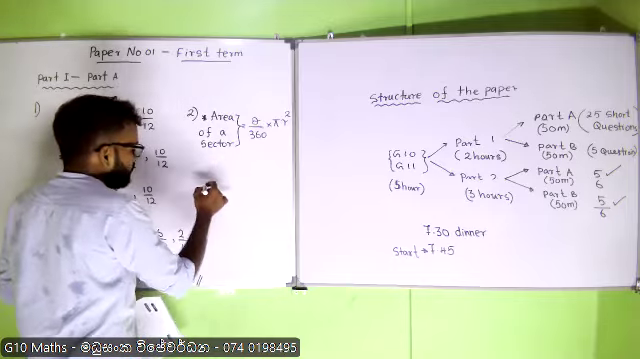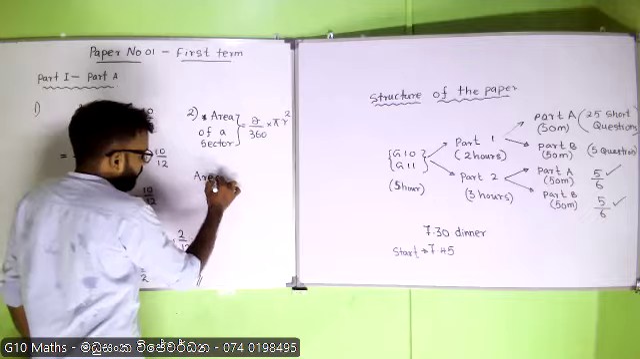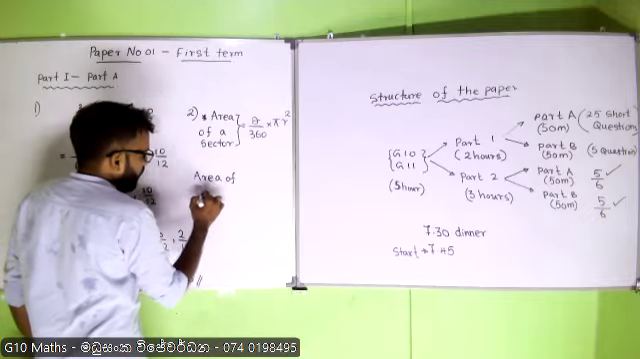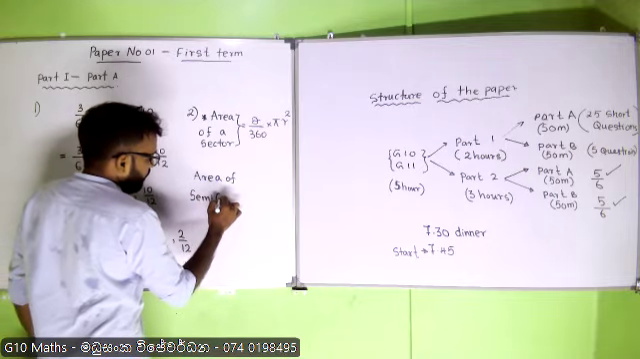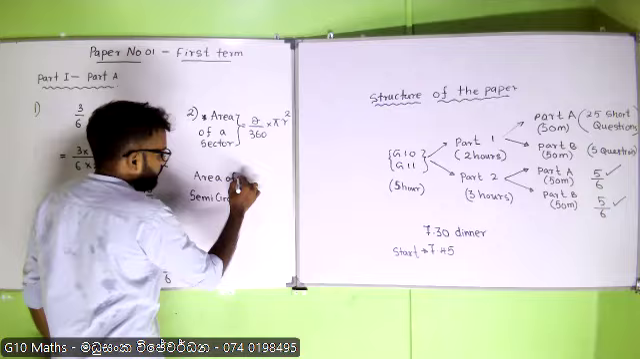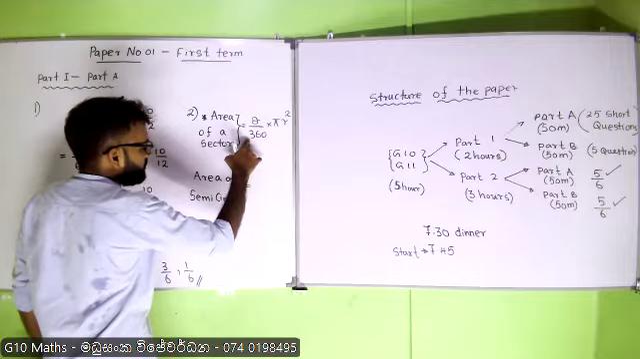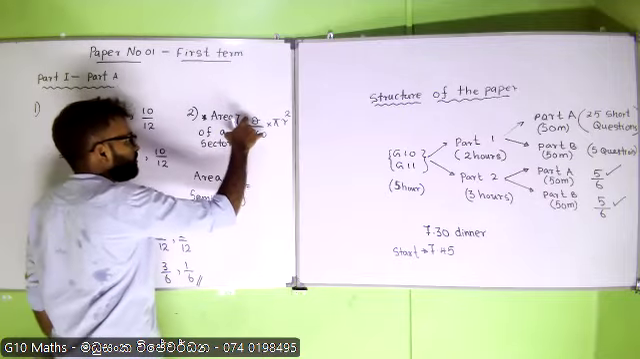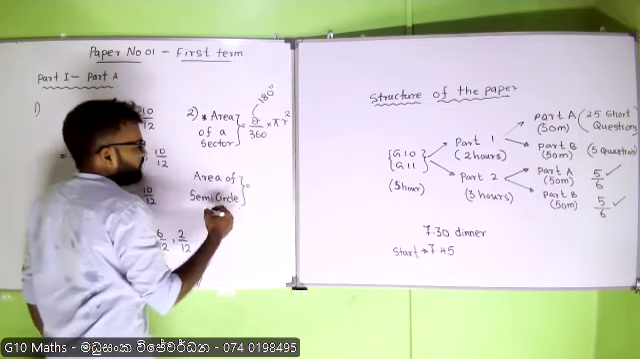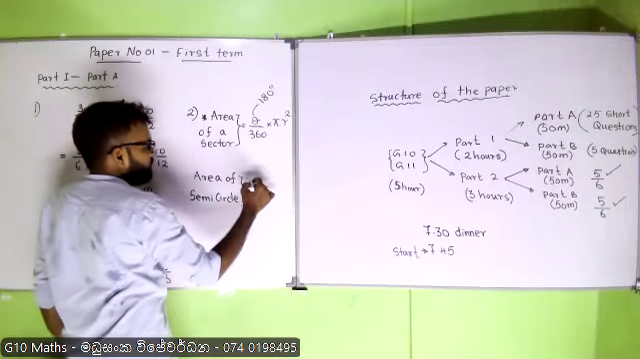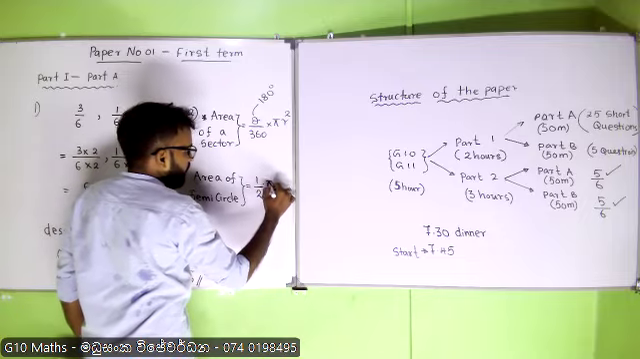So you know how to find the area of a semicircle. That means half of a circle. The portion is half: theta divided by 360. Theta is the angle at the center. The angle at the center is 180 for a half circle. 180 divided by 360 means half. So half πr squared.